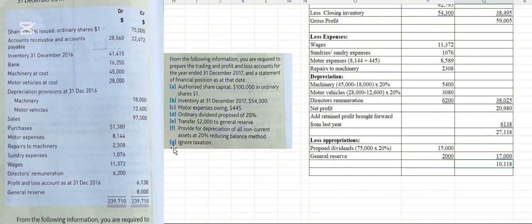If anybody is wondering why it is that we didn't less any tax, the footnote would have stated to us that we're supposed to ignore taxation. Therefore, there wasn't any corporate tax for us to take away. So we would have just omitted that section.